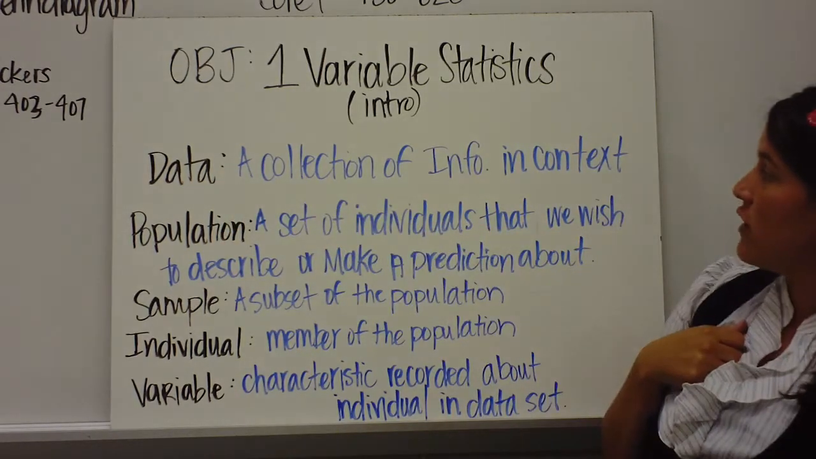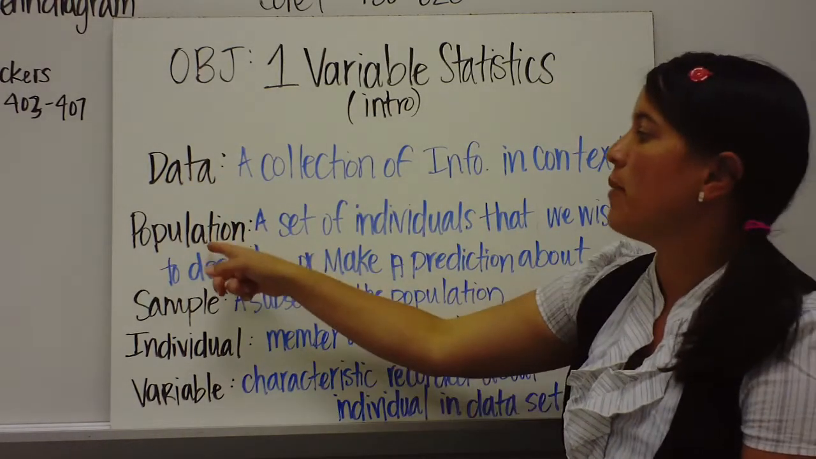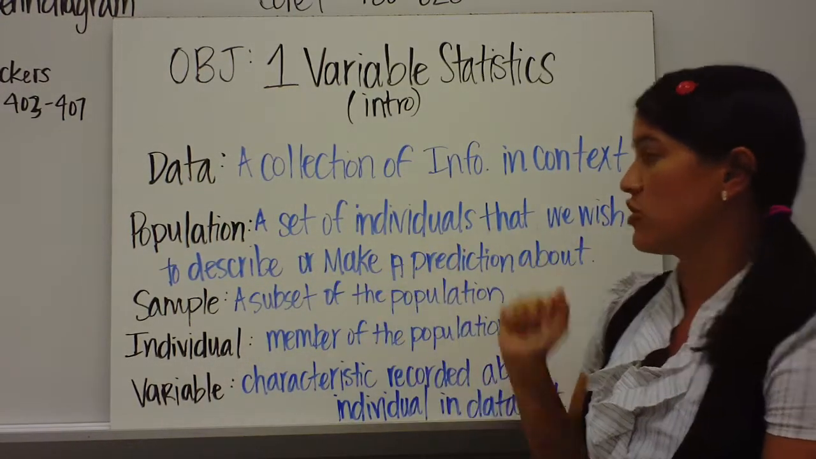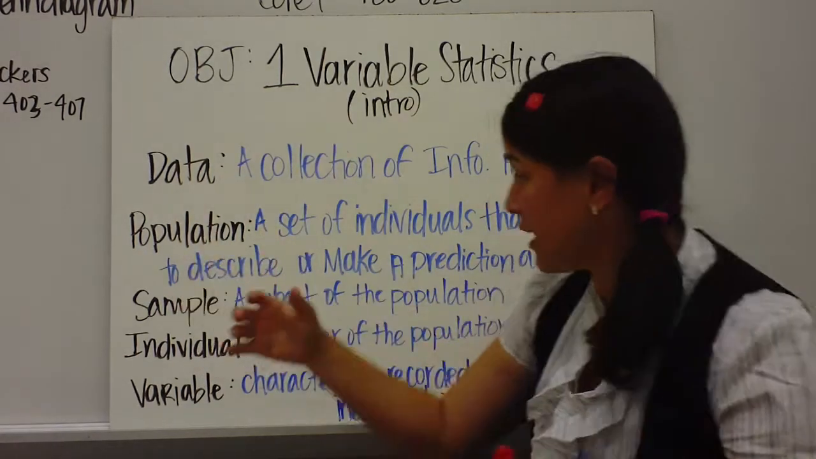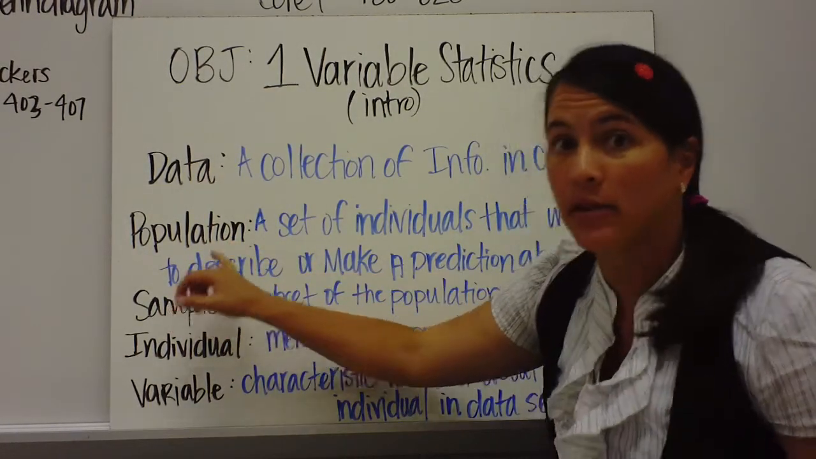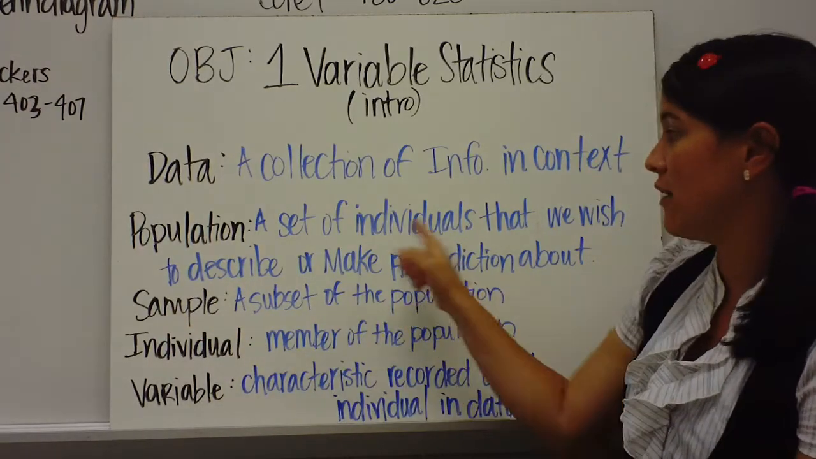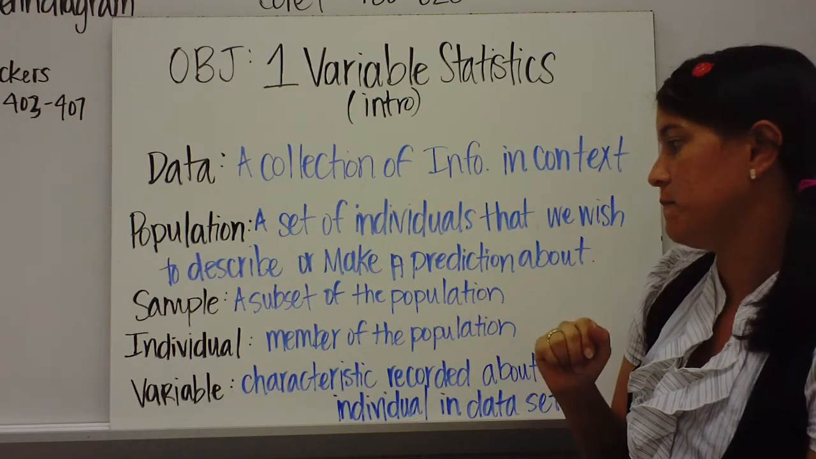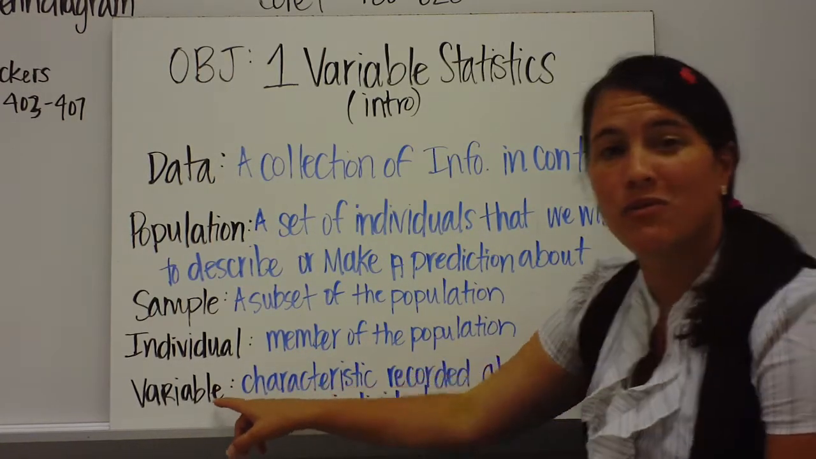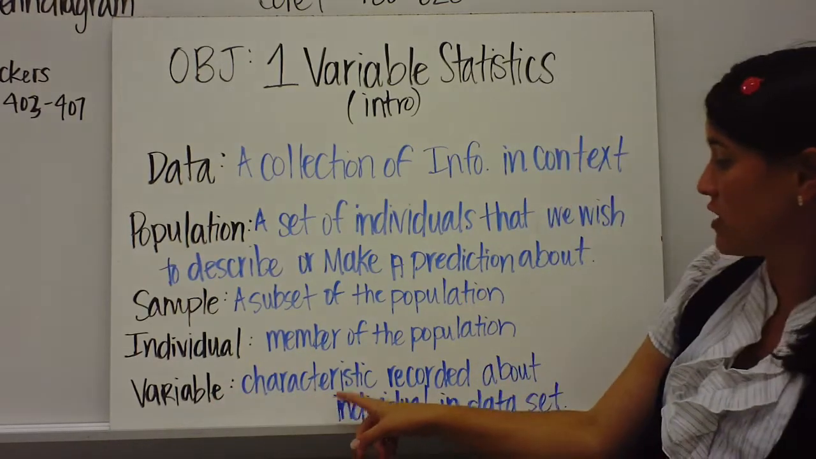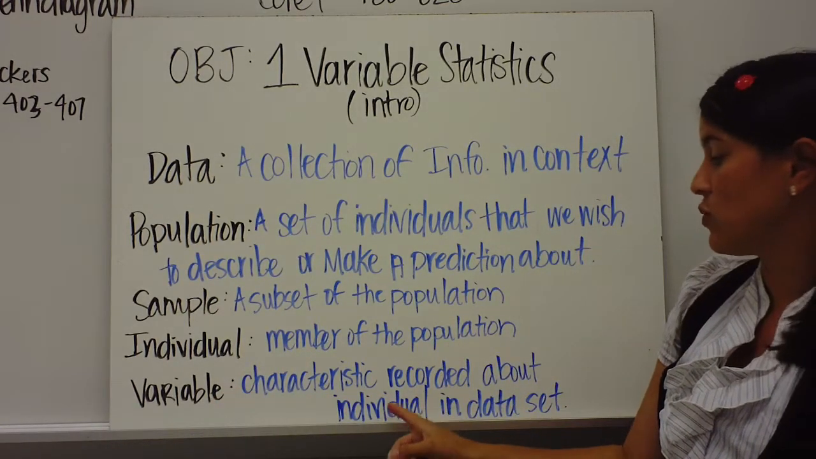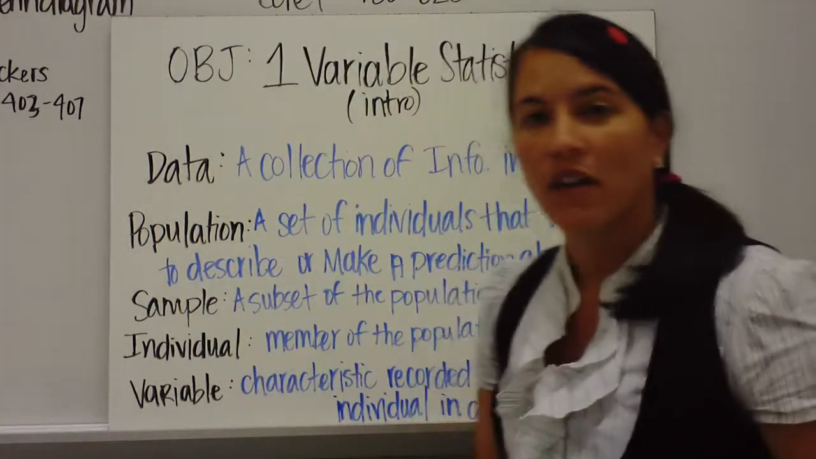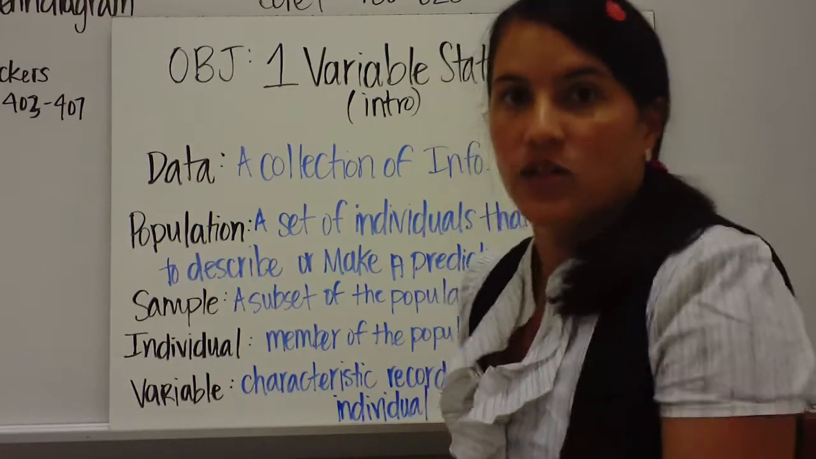Data, a collection of info in context. Population, a set of individuals that we wish to describe or make a prediction about. So that's the population, that's the whole thing. Since you can't talk to a whole population, you have to take a sample, a subset of the population. An individual is a member of the population. And a variable, what we mean when we're talking about statistics, a variable is a characteristic recorded about the individual in the data set. So the variable is like that thing that we're testing, or that characteristic that we're taking data on. That's what we want to know about.